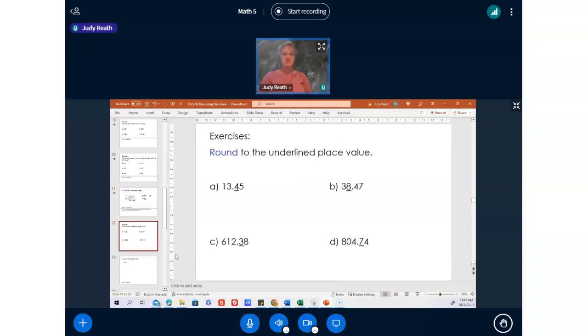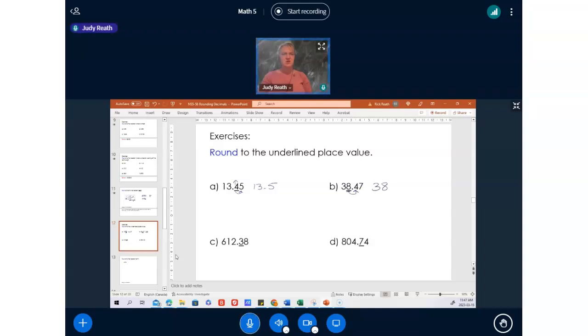And these are just some examples. Round to the underlined place value. So here we look at, we have a 5. So that means that the 4 goes up. So we have 13 5/10. Here we're rounding to the nearest 1. So we look at the digit exactly to the right. It's a 4, so that means that we keep it the same. So it's 38.